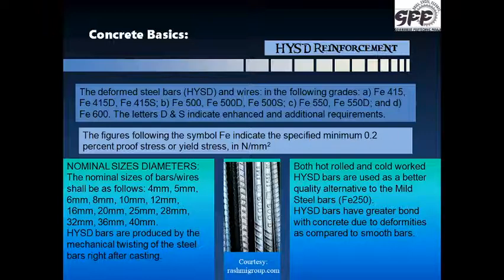Given this understanding that the HYSD bars have a better grip plus a higher load resisting capacity, their inherent strength to resist the external load is much higher, so the HYSD bars are more popular than the mild steel bars. For mild steel bars, the number of bars required is more because the capacity is less, plus its bonding capacity is not that good. That's why the engineers prefer the HYSD bars.